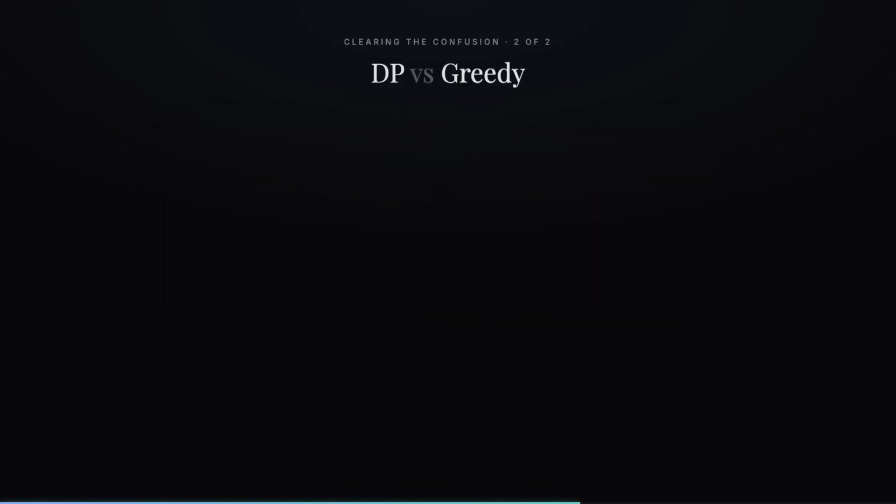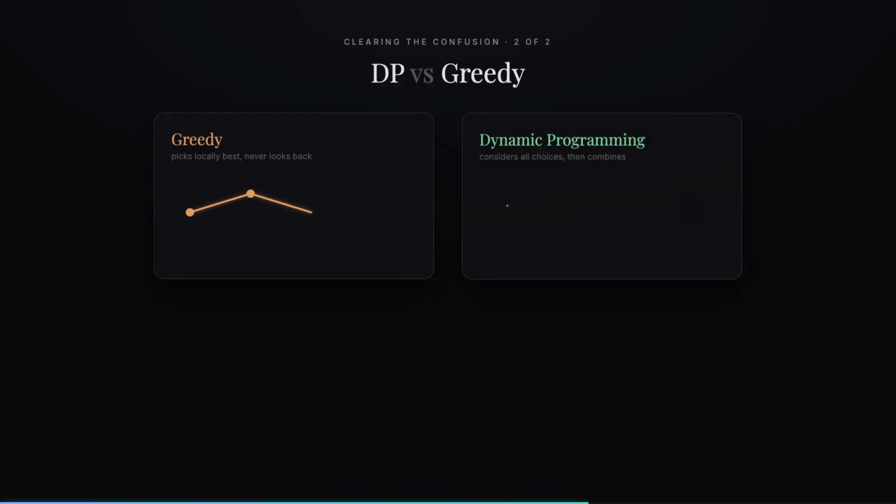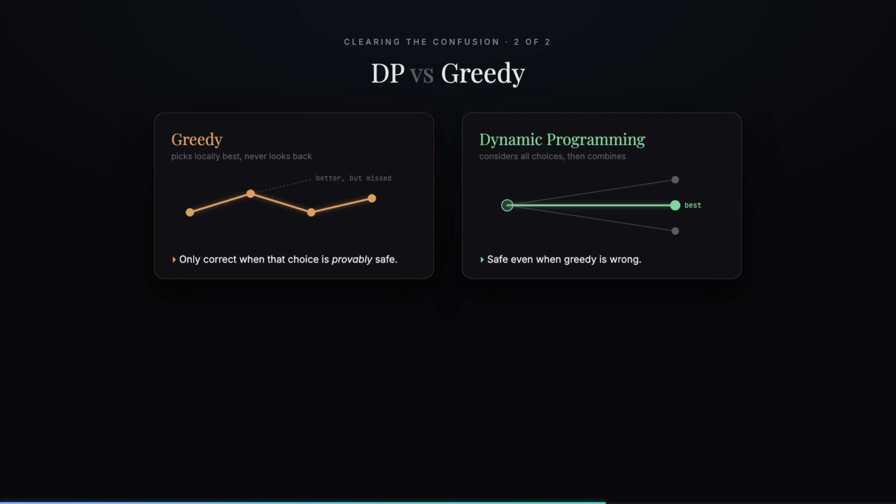Versus greedy. A greedy algorithm commits to the locally best choice and never looks back. That's only correct when the choice is provably safe. Dynamic programming instead considers all choices and combines them. So it's safe, even when greedy isn't. We'll soon meet a problem, the frog jump, where greedy gives the wrong answer, and dynamic programming is required.